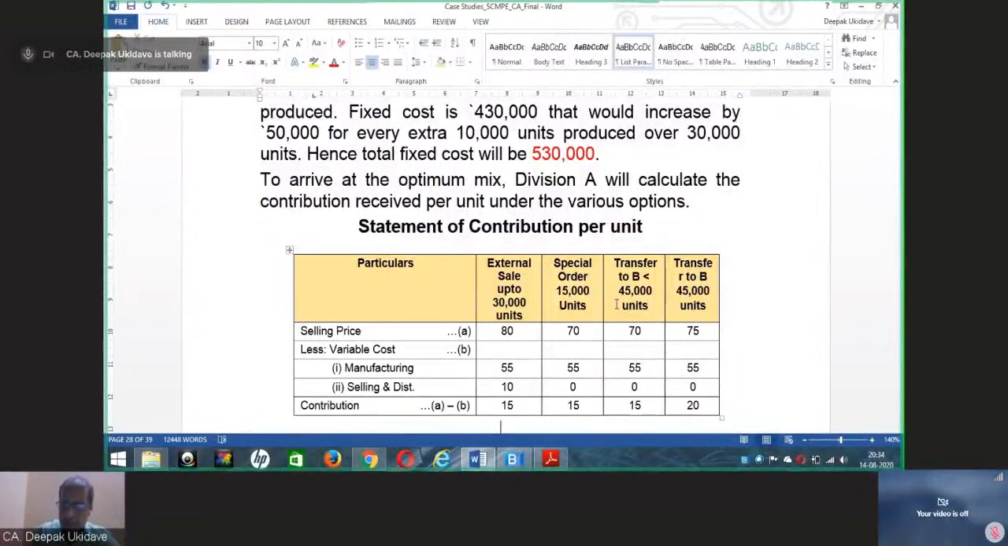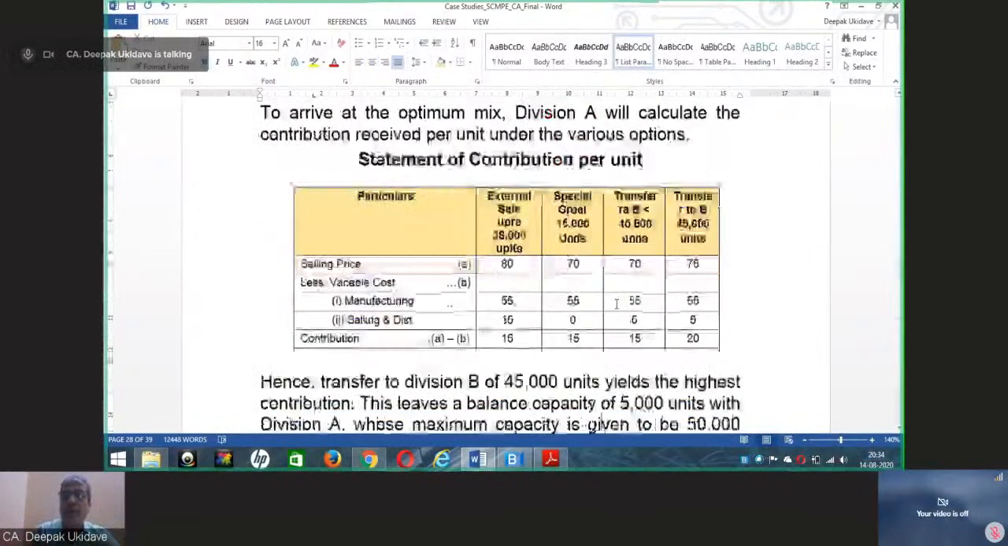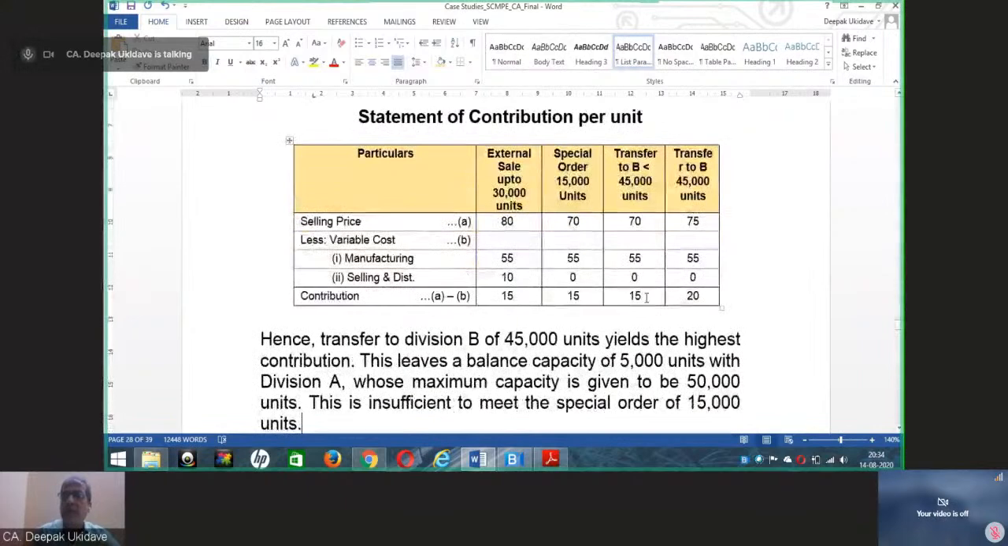So we are now preparing a statement of contribution per unit. Now there are various scenarios like this. All 4 scenarios are documented here. 1. External sell up to 30,000 units. You are selling externally up to 30,000 units, the market demand. Special order of 15,000 units. Transfer to B which is less than 45,000 units. And transfer to B which is 45,000 units. These are 4 scenarios.